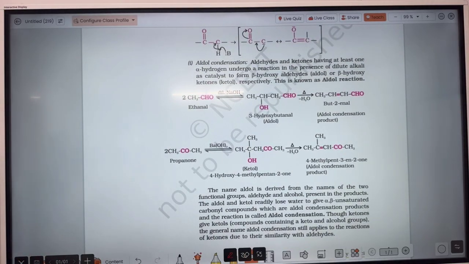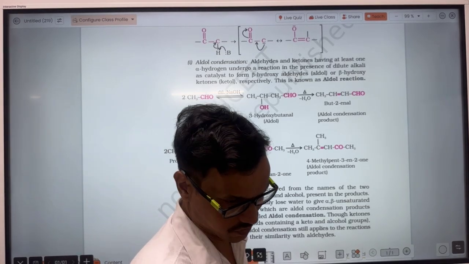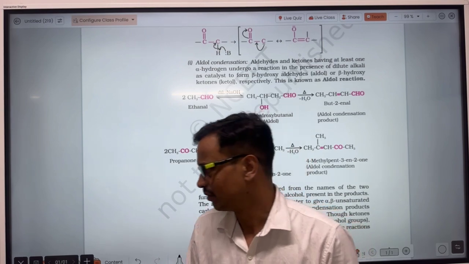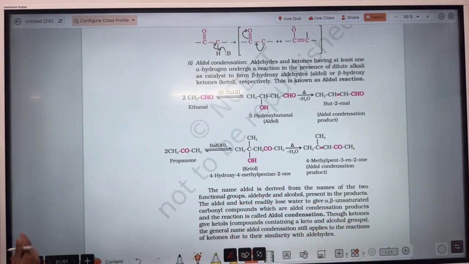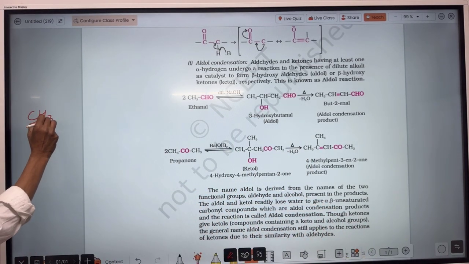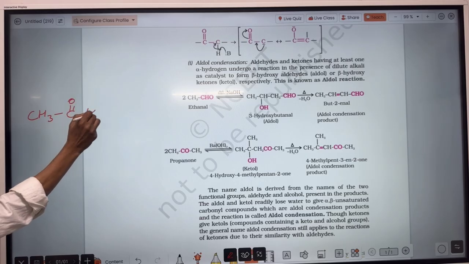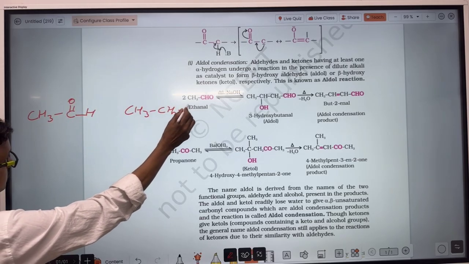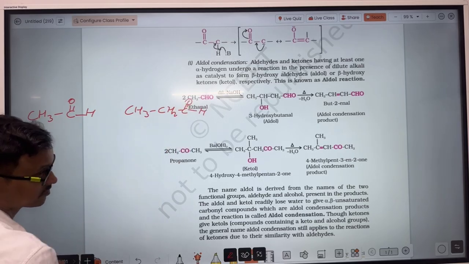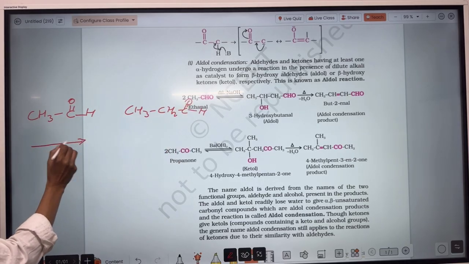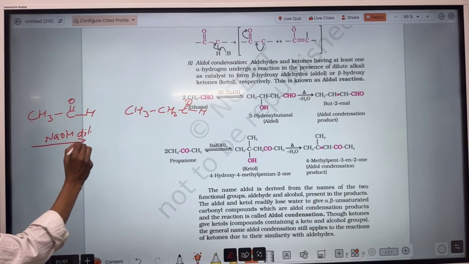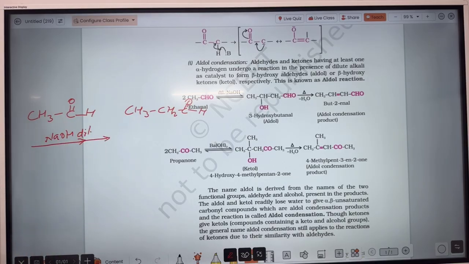What happens in the cross aldol condensation reaction? Two different molecules, two different types of aldehyde, will be taken. Suppose one is ethanal and one is propanal, and they react with dilute NaOH.